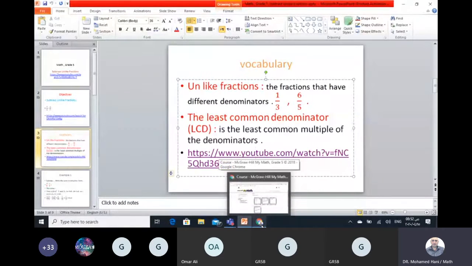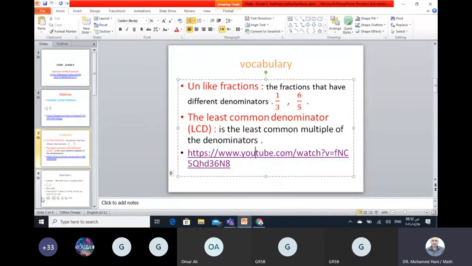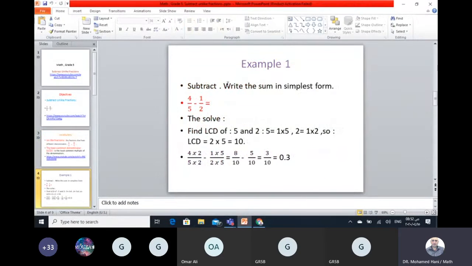Okay, this is how to find the LCD and how to add or subtract unlike fractions. For example, the question here: subtract and write the answer in simplest form if possible. We have here 4 over 5 minus 1 over 2. We cannot directly subtract because here we have unlike fractions, with different denominators. When you have different denominators, you cannot add or subtract. So what I do is try to find the common denominator.